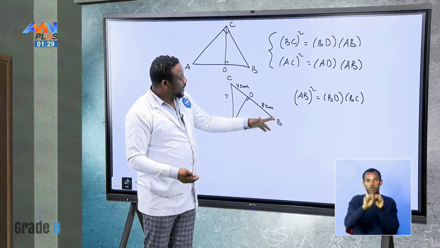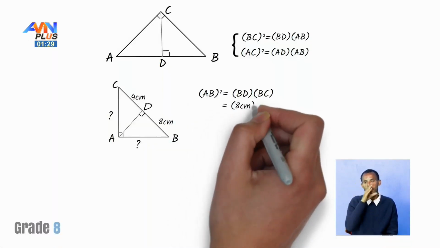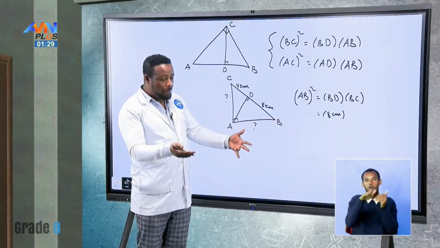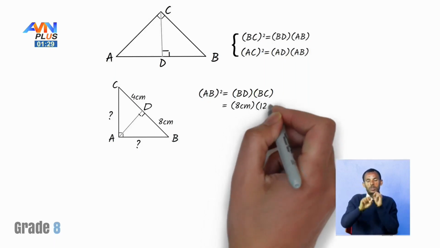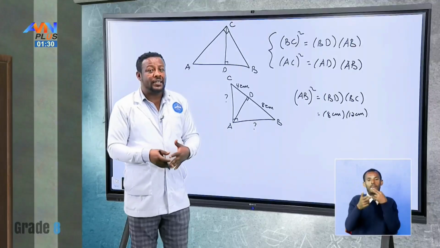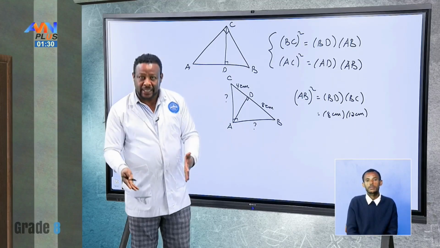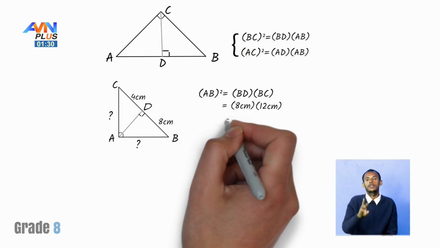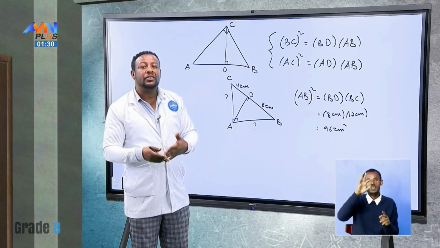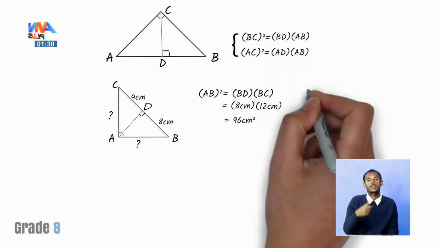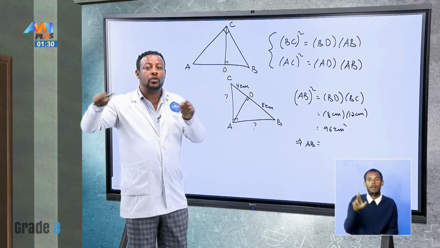So BD is 8 centimeter, and BC is the whole this hypotenuse. It's the sum of these two adjacent side, which is 12 centimeter, right? So this is 12 centimeter. 8 times 12 is 96. Okay, you can check it. It's 96. So 96 centimeter square. Okay, AB square is 96 centimeter square, means AB is the length of AB by taking both sides by radical. You can take these two equations on both sides by radical.